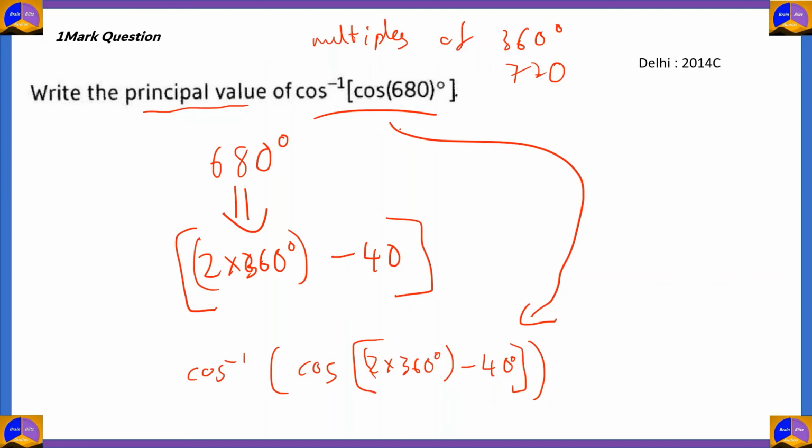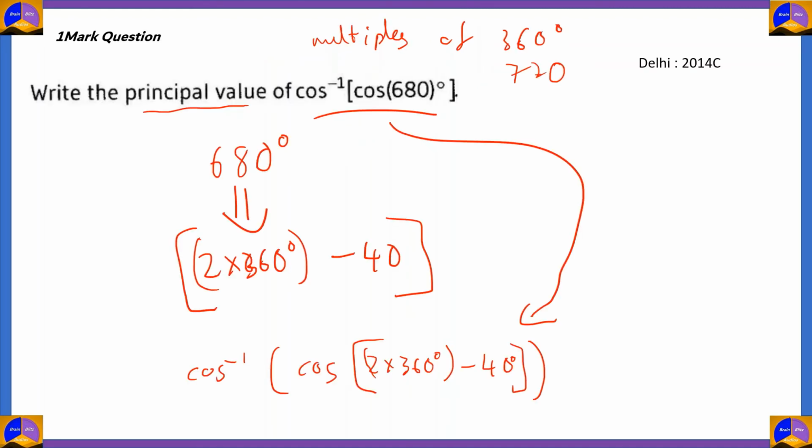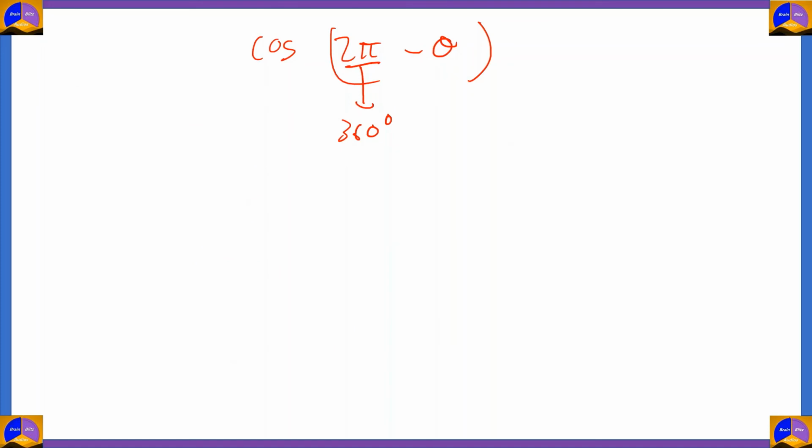Well, if you're wondering if pi is 360, that's not what we meant. 2 pi collectively is 360 degrees. So anyway, a multiple of 360 degrees would give you the same value when doing the ratios. So we can convert it to 2 pi minus theta. And cos of 2 pi minus theta is written as cos theta because in the fourth quadrant, cos is positive. So cos of 2 pi minus theta will be equal to cos theta.